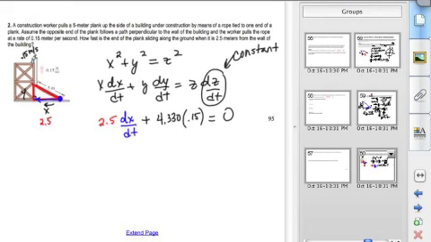It was constant because it's the length of the plank. The plank is not changing size. That would be all kinds of crazy.